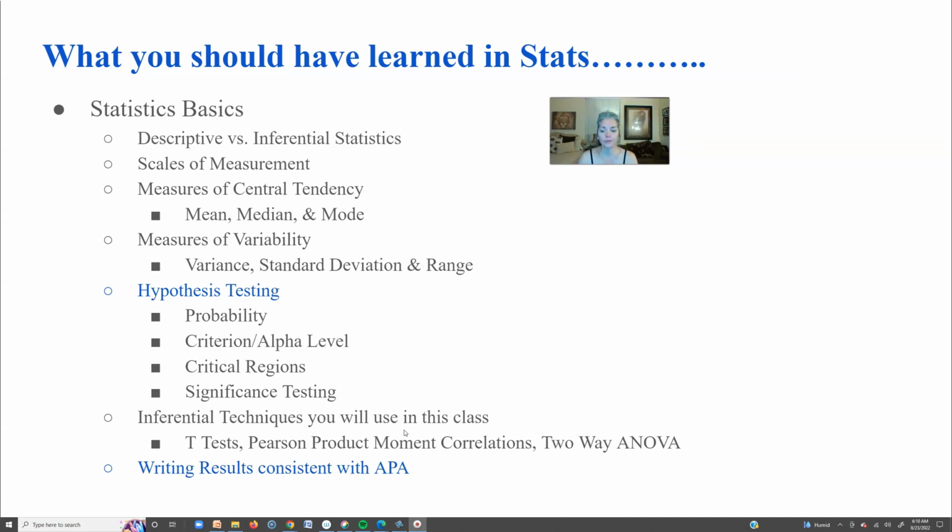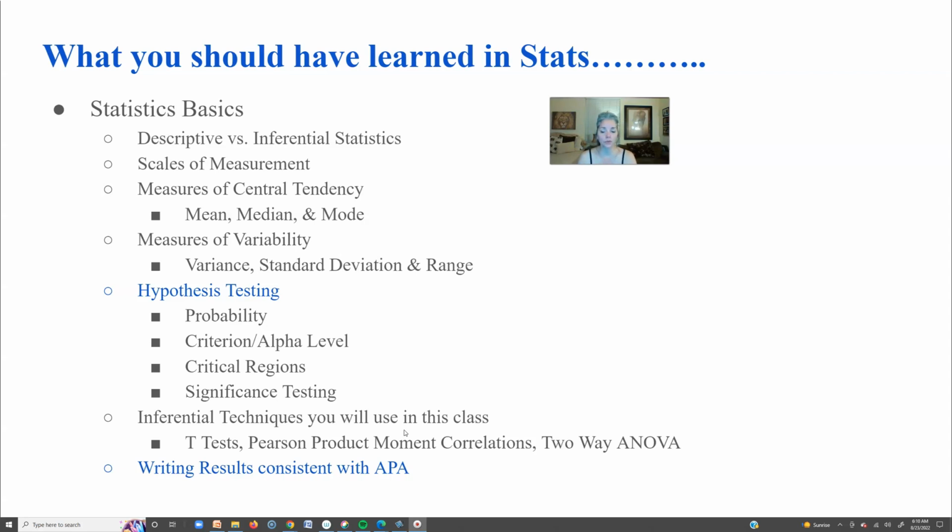Hopefully that's sounding familiar to you. And then the inferential techniques you'll use in this class are the t-test, a Pearson product moment correlation, and a two-way ANOVA. And ideally, you're all familiar with those. If you're not, go back and review from your stats course, but you will be running those analyses in SPSS. So you don't necessarily need to have those formulas memorized, but you need to know the basic structure of those studies and what's involved so you can enter it correctly into the system.